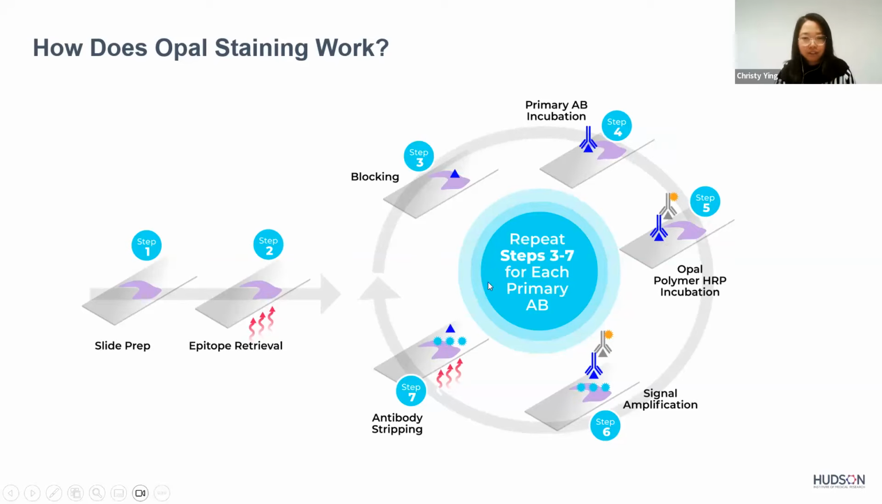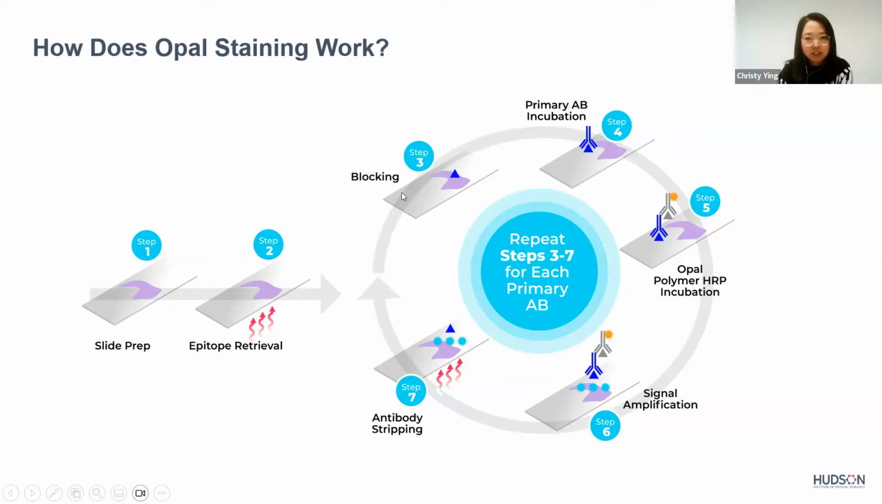When we get our slides prepared, we use microwaving to do the epitope retrieval. Then we undergo several cycles for each antibody staining. We start with a blocking step, and then we incubate the primary antibody, followed by the Opal polymer HRP reagent incubation, and then we use the TSA reagent, which gives the signal amplification.